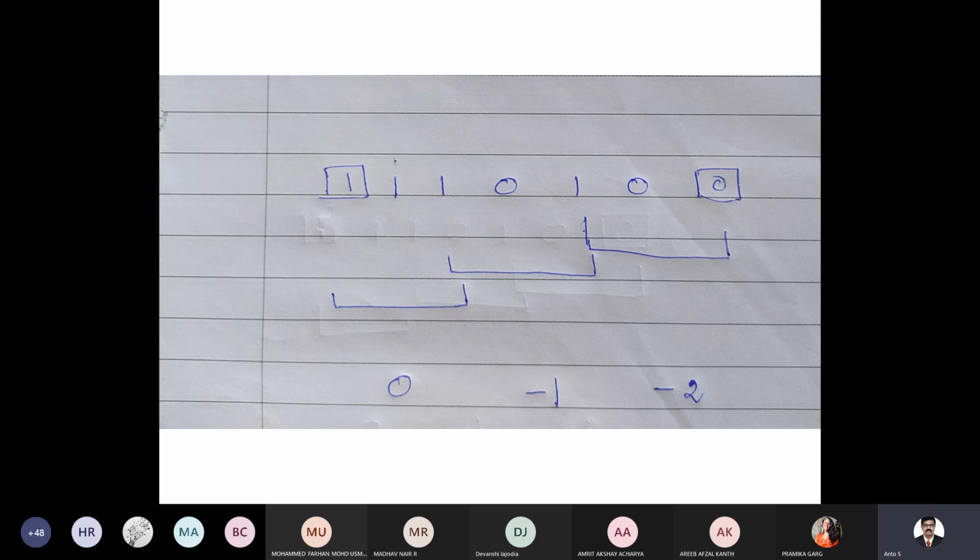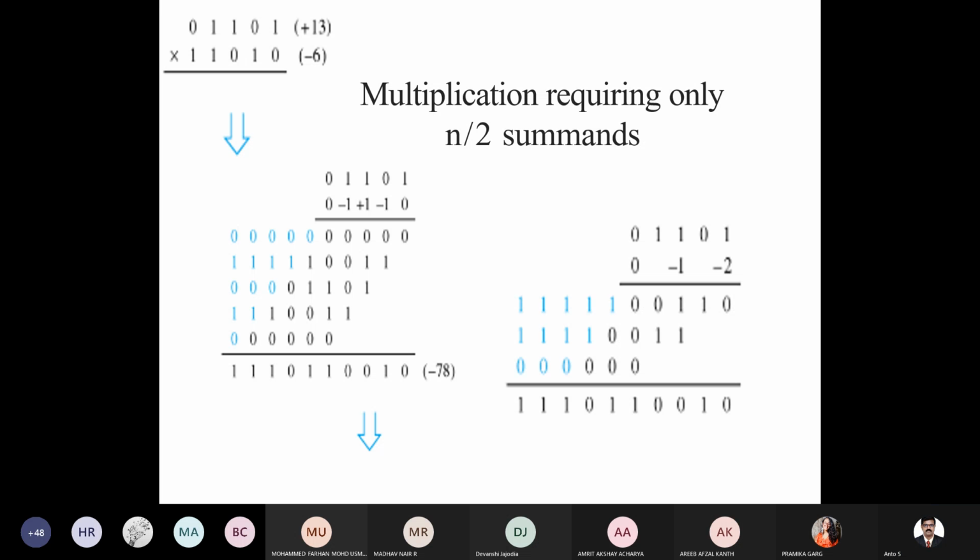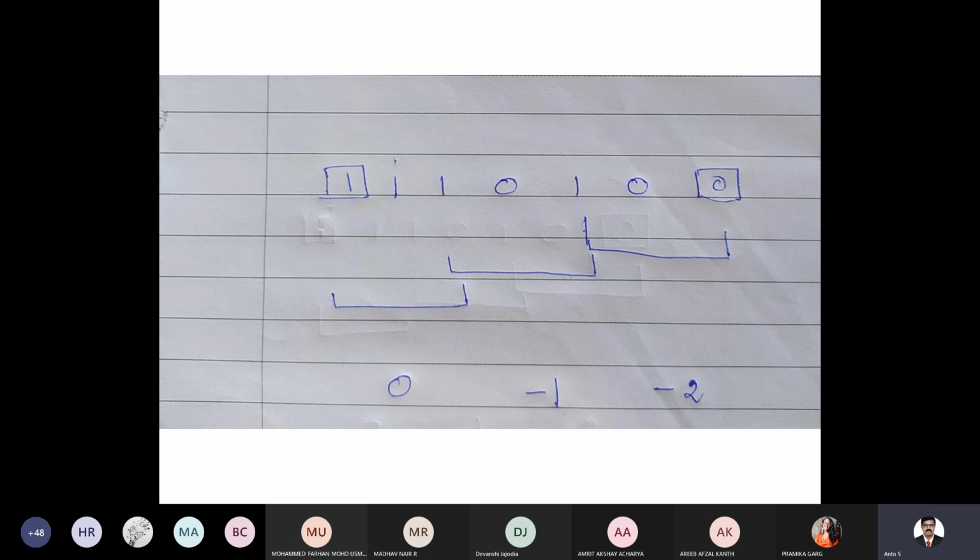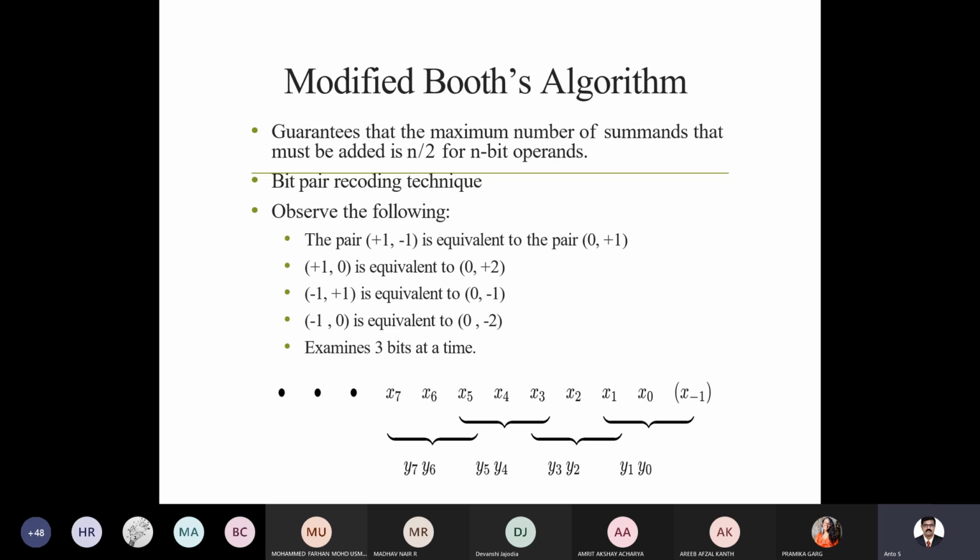So what is the multiplier? 1 1 0 1 0. So this 0 I have added, that is X minus 1 by default. In the same way, in Booth multiplication we had Q minus 1 as 0. I hope all of you remember. And here X minus 1 is 0, and we are combining these 3 digits in this fashion: X minus 1, X0, X1. Here it is given. So the actual multiplier will start from X0 only as LSB.